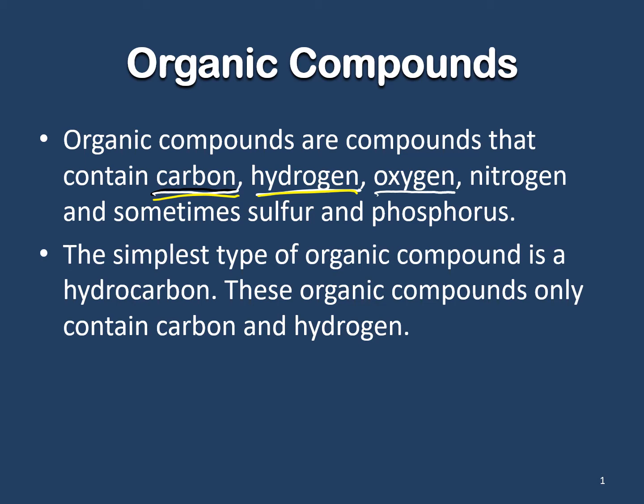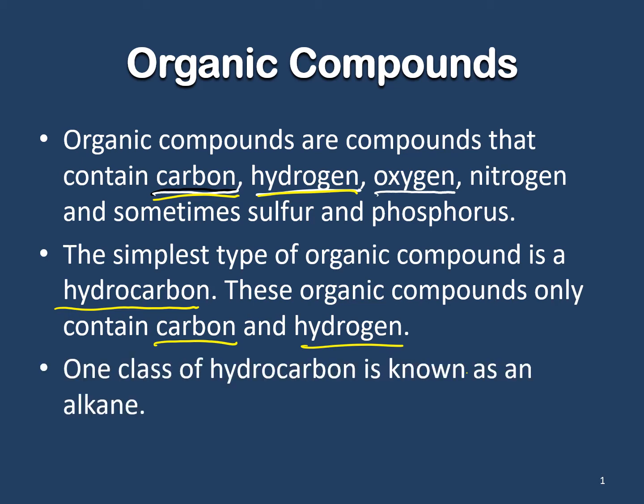So we're going to talk only about the simplest type of organic compound, which is known as a hydrocarbon. Hydrocarbons only contain carbon and hydrogen and no other elements. And there are actually three different types of hydrocarbons out there: alkenes, alkynes, and alkanes. We're going to talk about the simplest of those, which is the alkane, an organic compound that contains only carbon and hydrogen and only single bonds in the compound.